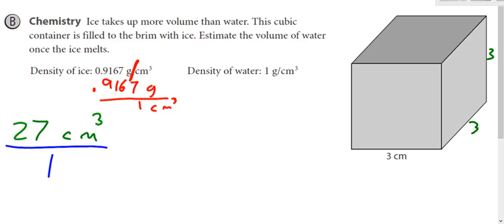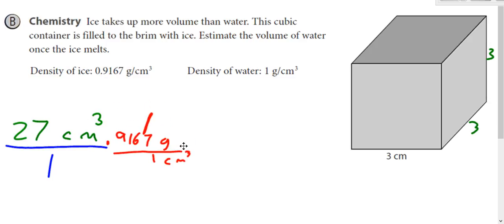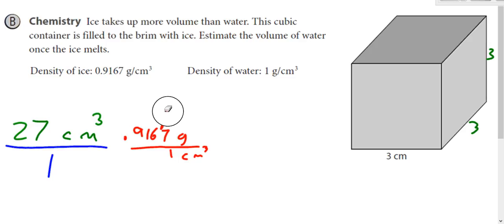With these conversion fractions, you can either keep them the way that they are, or you can flip them. Since we have 27 cubic centimeters in the numerator, we want it to be in the denominator when we convert. We're going to keep it the way it is because it's in the denominator. So by doing that, cubic centimeters cancels out.